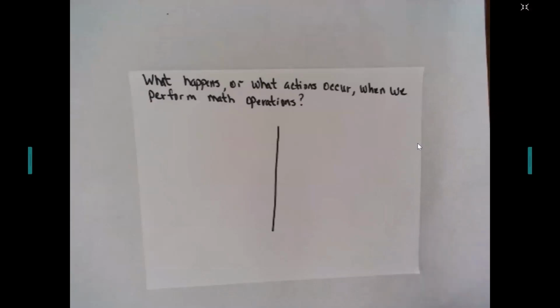You can start by presenting this question: what happens or what action occurs when we perform math operations? Have your students stop and jot what actions occur when they perform addition and subtraction. After students have jotted down their responses, you will want to gather their thoughts on an anchor chart similar to the one shown here.